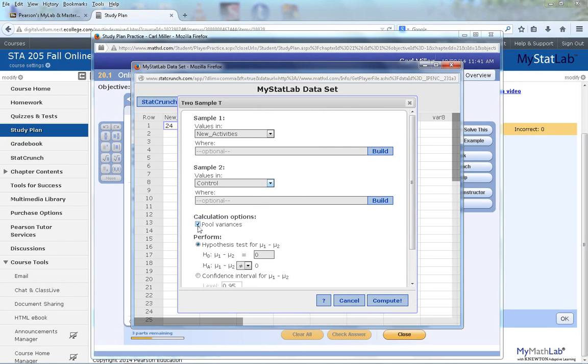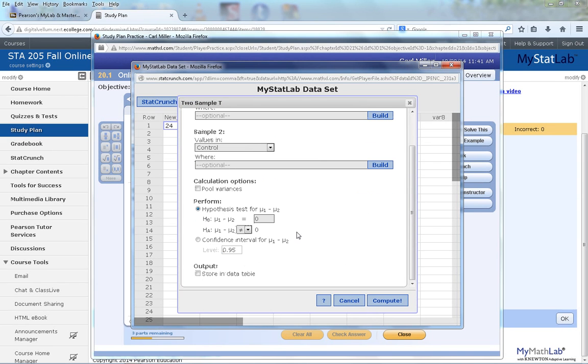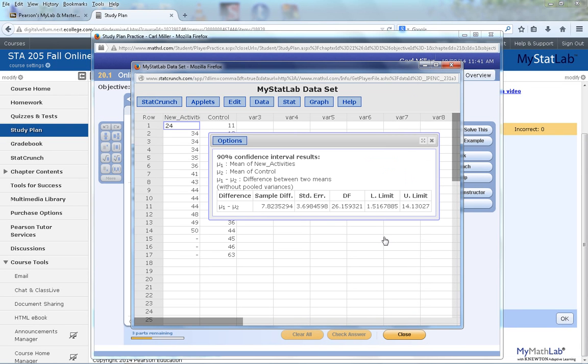I don't want to pool the variances, and I want to do a confidence interval this time. And let's say that this is a preliminary study, and all I want is a 90% level of confidence just to sort of get started. Okay. Well, let's click Compute. And then what does this tell me? Well, the sample difference would be the difference in the two Y bars.